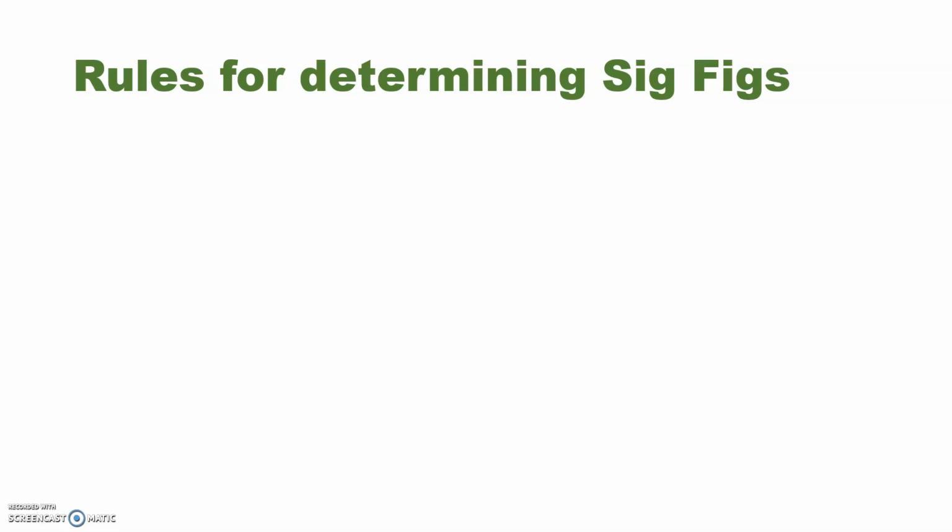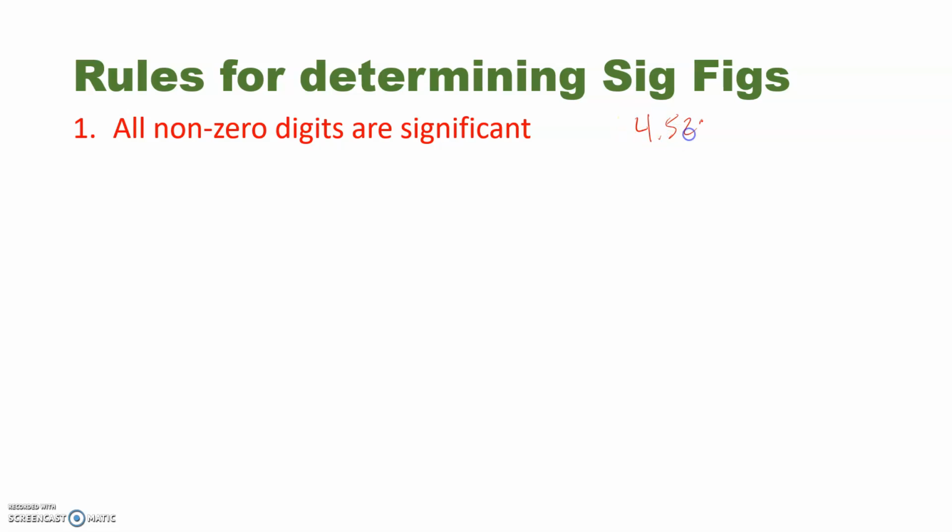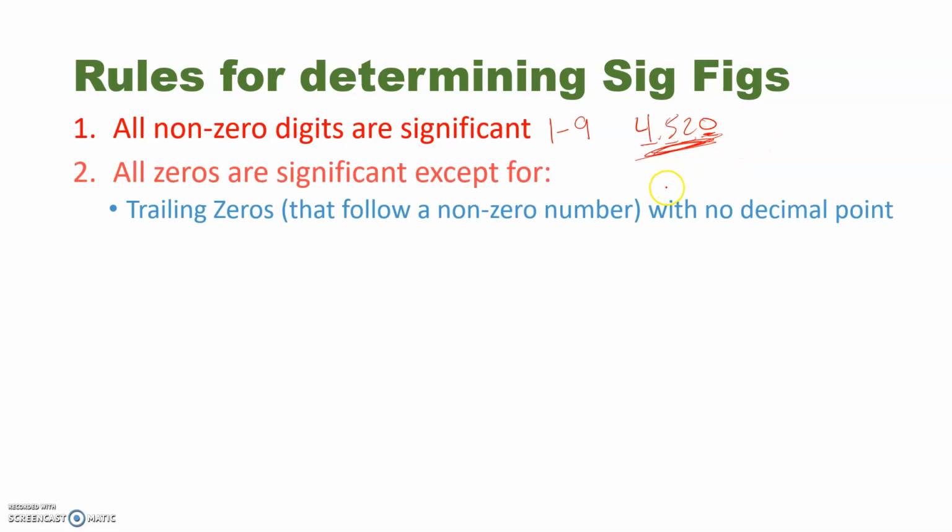Okay, now rules for determining sig figs. When I give you a number like 4.520, how many sig figs are in this number? So that's what we're going to get at. So the first rule is all non-zero digits are significant. If it is a number 1 through 9, it's automatically significant. Count it. So I count 1, 2, 3. So the question is this 0 significant? So I have either 3 or 4 sig figs here.